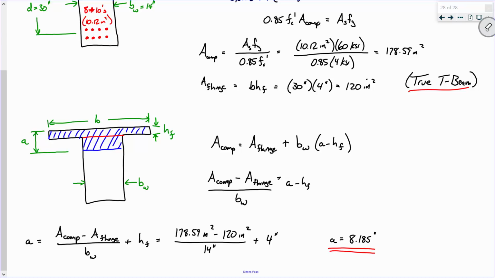C equals T. Now, we haven't found our moment expression yet. That comes next time, okay? But the idea is that now we know how deep this stress block is. We know what the tensile force is. We know what the steel force is, or the compressive force is. I'm telling you, force times distance, it's the same thing. The only difference is it's a little more involved, a little more intricate. Sound good?